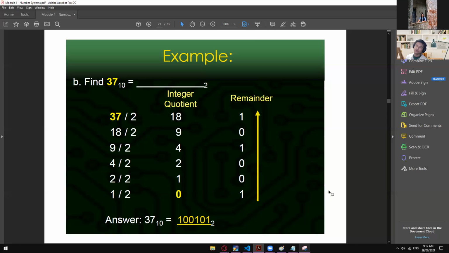So in your quiz, of course, we're going to have a quiz on module 4. In your quiz, you don't need to put the base anymore. All you need to put is the answer that you were able to solve. So in here, just put 100101. No need to include the unit anymore, or the base.